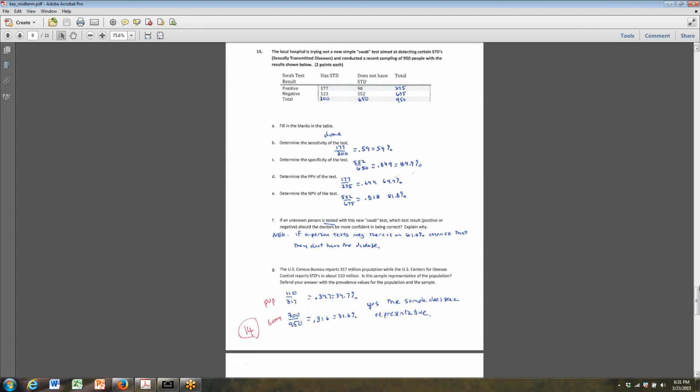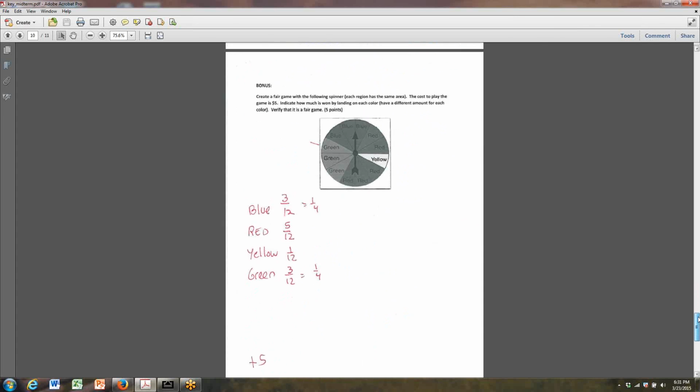Okay, then coming down, looking at the bonus, I think a few of you did get the bonus. No, you got it right there. I gave a couple points out. It says create a fair game. So a fair game is that you have an expected value of 0.